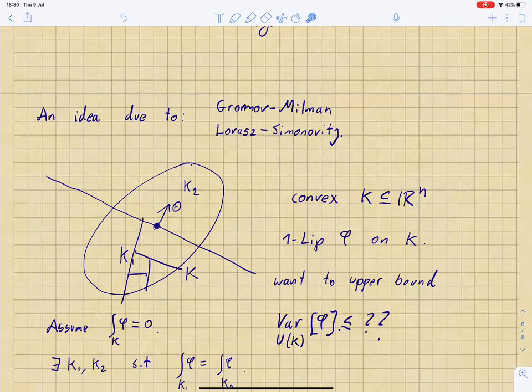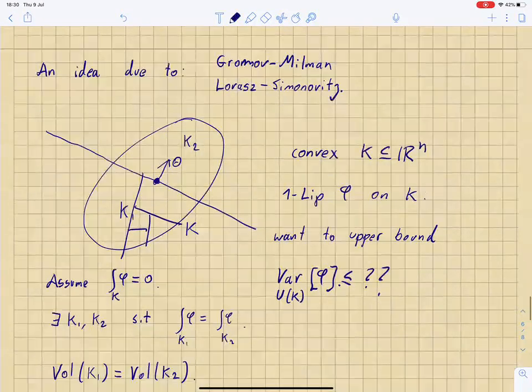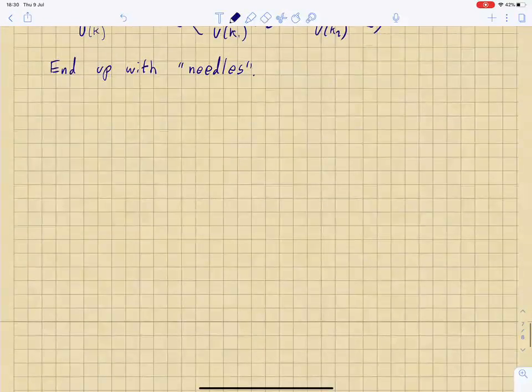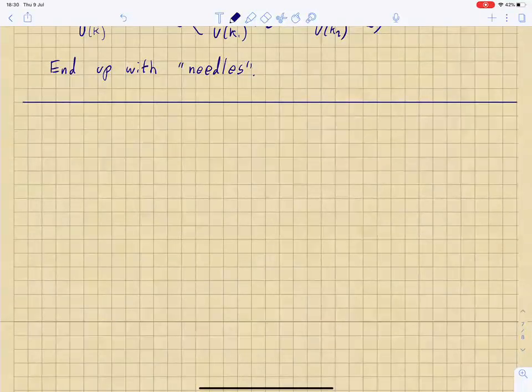Okay? So this is what we're trying to do, and here's what we're actually going to do. I'm going to define a process that I call stochastic localization, even though the name is maybe kind of dumb, but never mind.